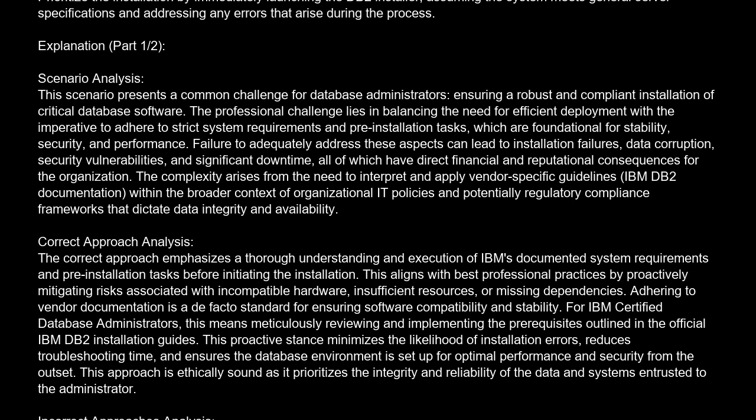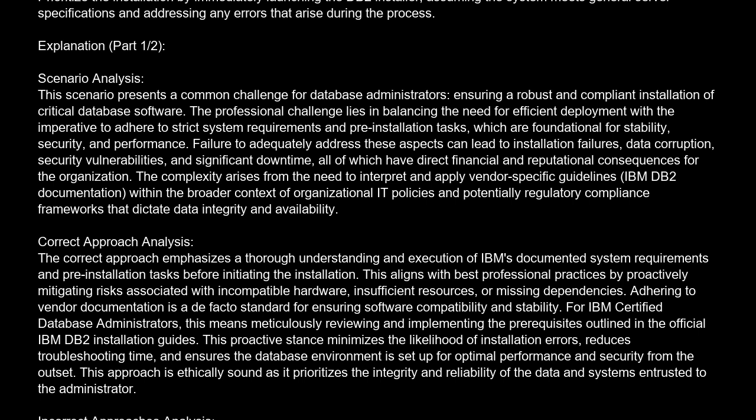Explanation. Scenario analysis. This scenario presents a common challenge for database administrators, ensuring a robust and compliant installation of critical database software. The professional challenge lies in balancing the need for efficient deployment with the imperative to adhere to strict system requirements and pre-installation tasks, which are foundational for stability, security, and performance.